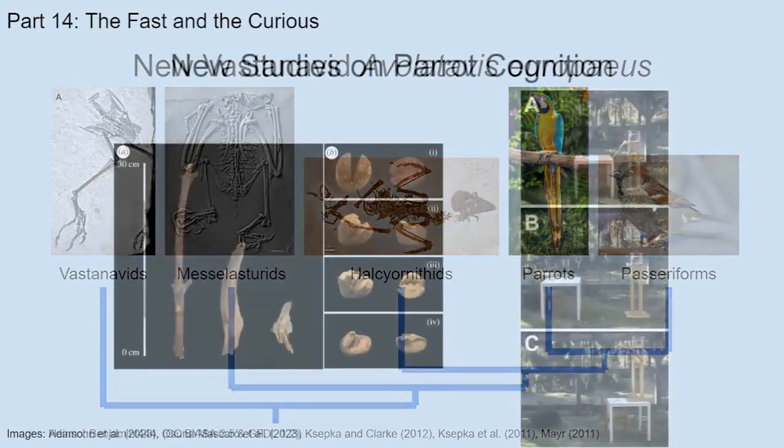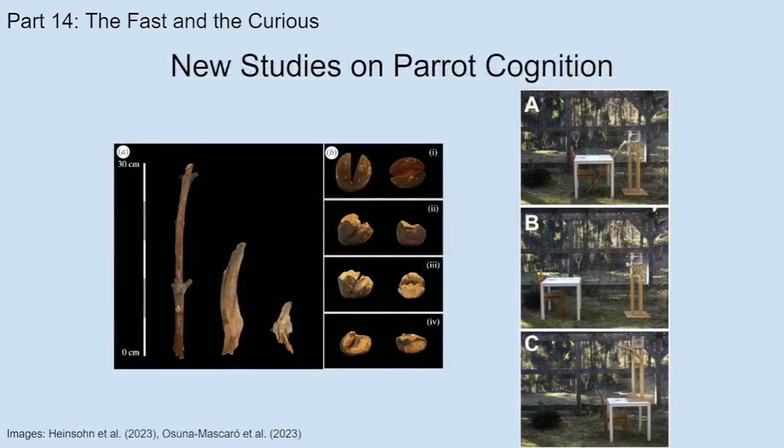So let's go on to the next slide. And as you might recall from our episode, we spent a lot of time talking about studying parrot cognition, as well as the cognition of other birds, but especially parrots. And so, as always, there have been a few studies looking at parrot cognition that have come out in the past year. So these are just a few examples. First of all, on the left here are some tools that have been made by parrots. These are tools that were made by a species of parrot called the palm cockatoo.